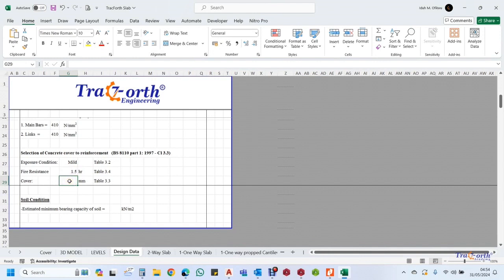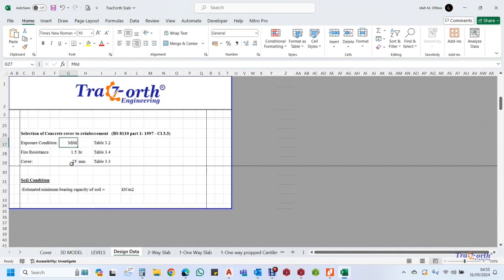So then you talk of the nominal cover, which should now be able to give you at least the maximum size of the aggregate you are going to be using. So in this particular case, we are going to be looking at 25 mm as a cover. And this is very important. So with this, we'll be able to withstand up to 1.5 hours of fire resistance, and equally, because it's a mild condition, even 20 mm is still okay.